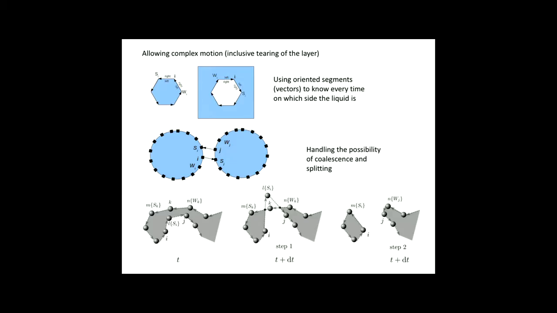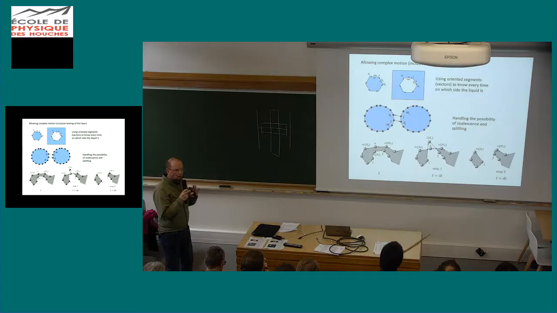There are a lot of problems also, and all these problems were taken care of by Boton, because first of all, if you just have the coordinates of the characteristic points, you always have to know where the liquid is, on which side of the triple line the liquid is. You can get rid of this problem by taking an order on the triple line. So you don't have segments, but you have vectors with an orientation, and you say that the liquid is always on the left side of the triple line.